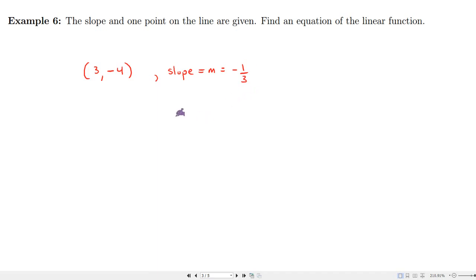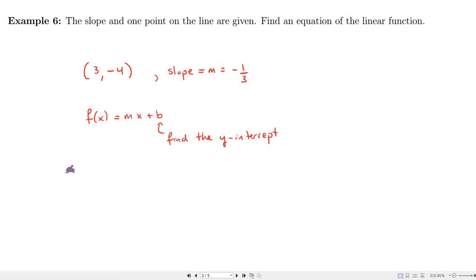Okay, so we've got to find the equation of the linear function. So what would that be? So f of x would be mx plus b. Now we know m already, so we just have to find this. So we need to find the y-intercept. Okay, now what information do we have? Well, we have m, but we also know that this point is on this linear function. So we can substitute all this information in.